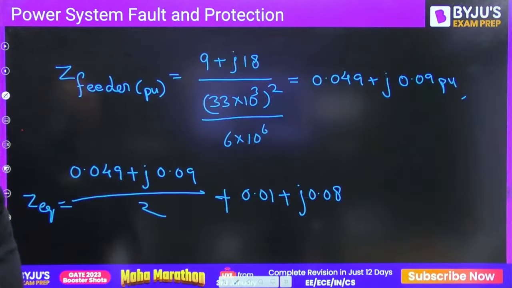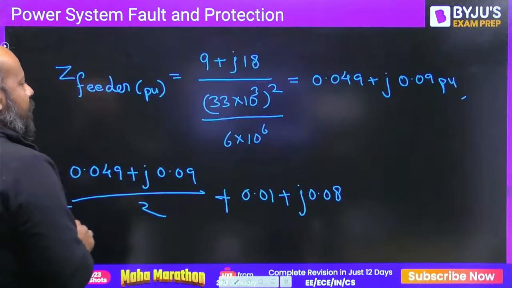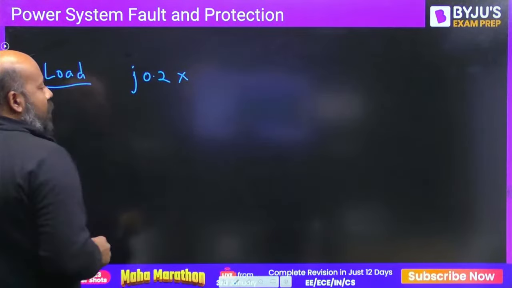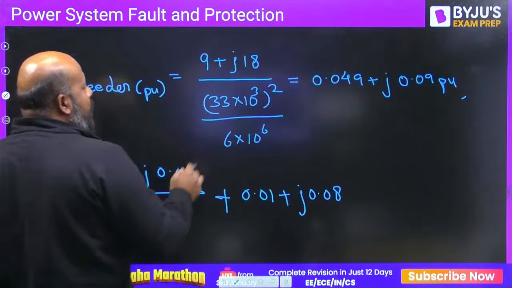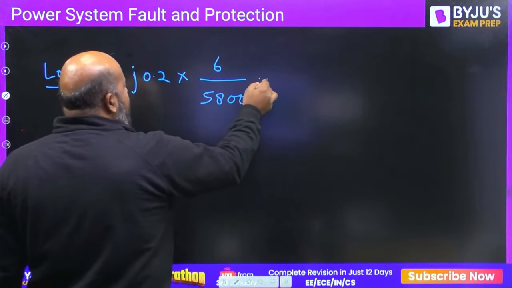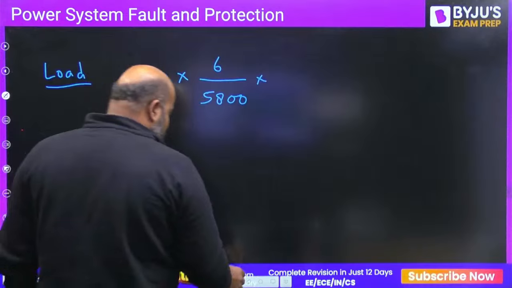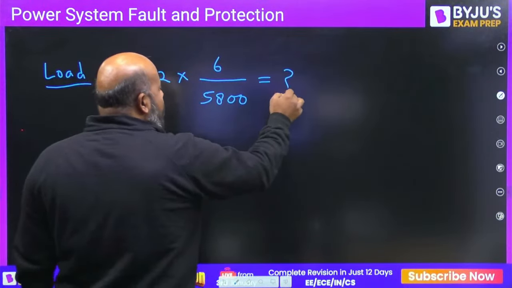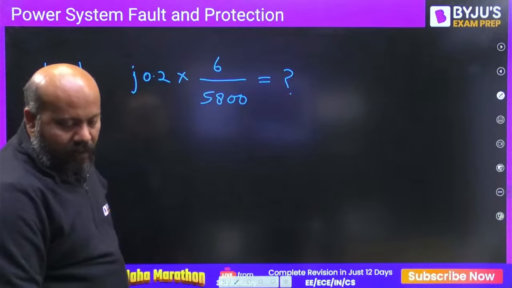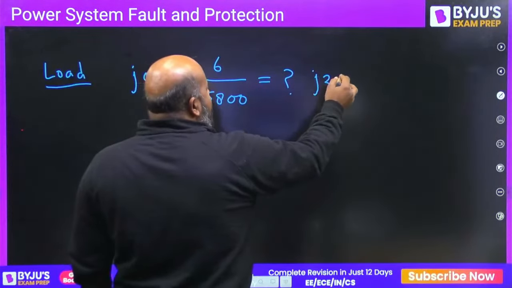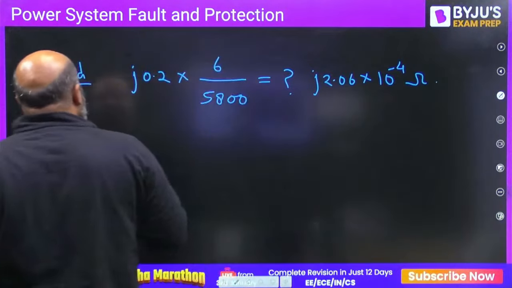What about the load? Now for the load, this is given as 0.2 + j0.2. What is the new MVA? 6. What is the old MVA? It is 5800. It is very high. Now voltage is going to be same, I think, so it is okay. So just calculate it. What you are getting? I think you must be getting somewhere around j2.06 × 10⁻⁴.